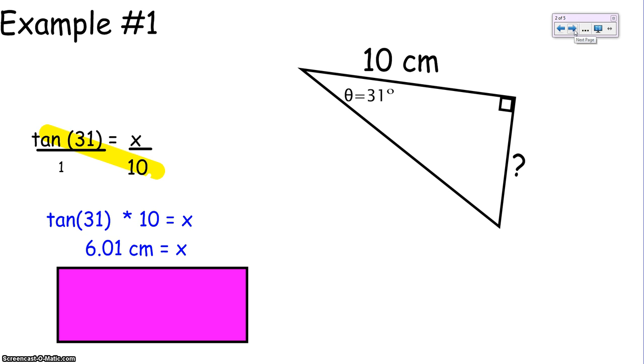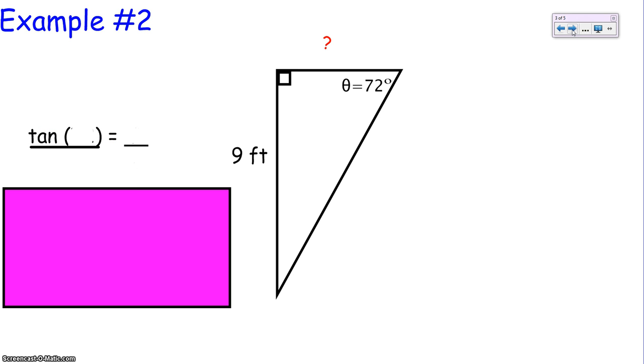Let's take a look at another example where we're missing the adjacent side. This is where it can get a little messier. On this problem here, I have the side opposite. The side opposite I have is 9. And the side adjacent we don't know. What happens here is a little bit different.